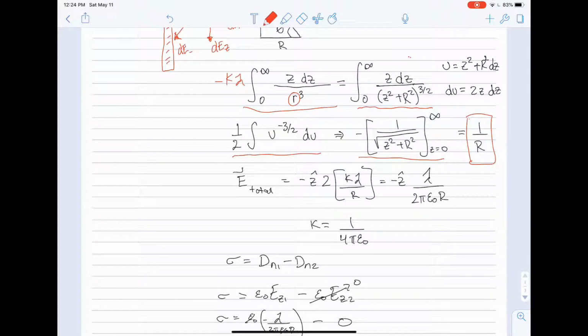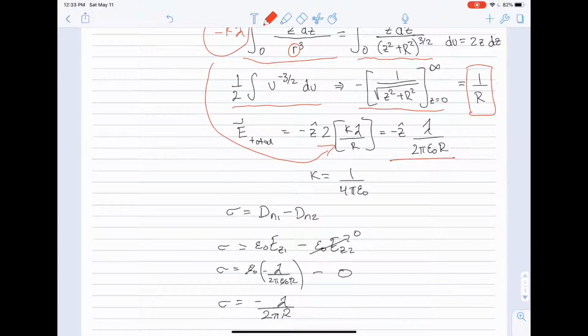And remember, we have to bring in the negative k lambda back in here, and it's going to be in the negative z hat direction, 2k lambda over R. And k can also be represented as 1 over 4 pi epsilon naught, which is exactly what I did, giving me a final answer of negative z hat lambda divided by 2 pi epsilon naught big R.